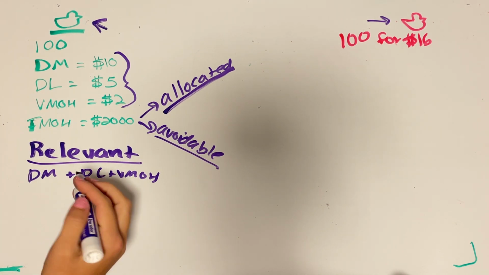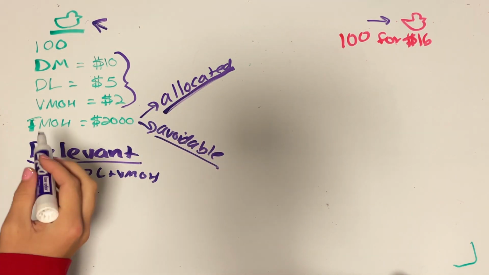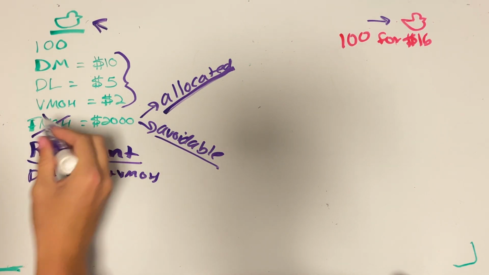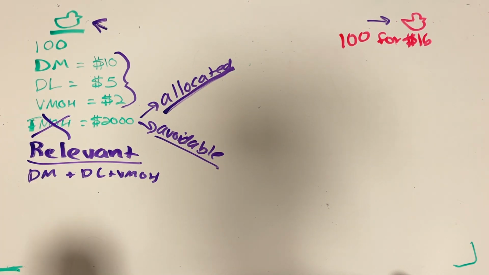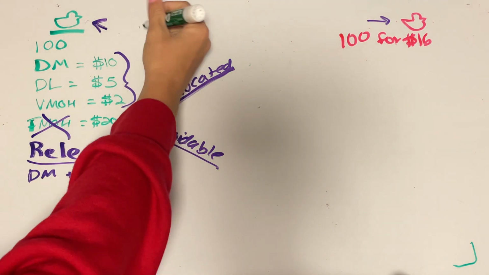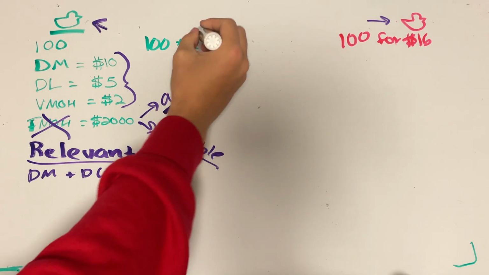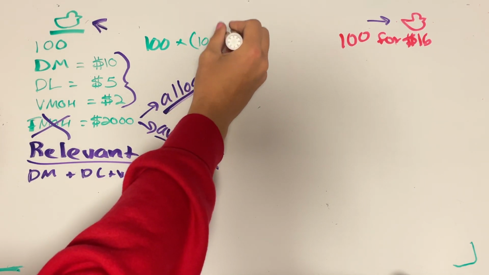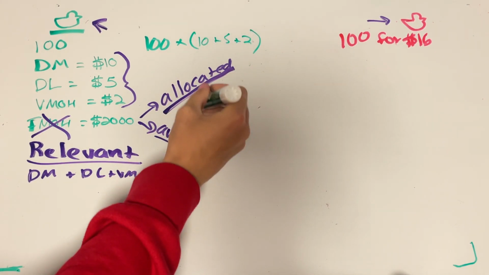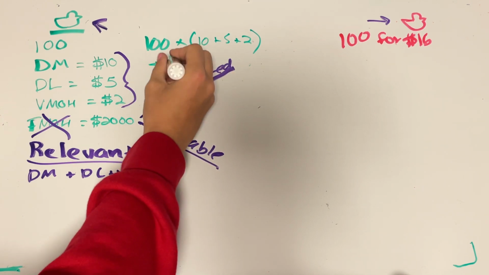So let's say in this problem that it's allocated. So we're just going to reallocate it and don't have to worry about it. Well, we know that to make the ducks in-house, it's going to be 100 units times our relevant costs, 10 plus 5 plus 2. So we're going to spend $17,000.